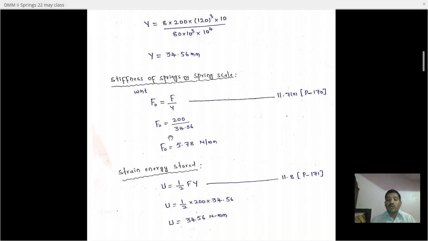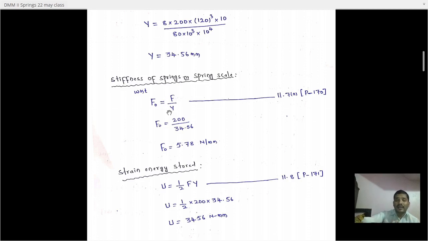Okay, if you want to find out this stiffness of the spring, what is the formula? F0 equal to F by Y. Here, F is nothing but the force acting on the spring. In this case we are applying a tensile force on the spring. So how much is the tensile force? 200 Newton.